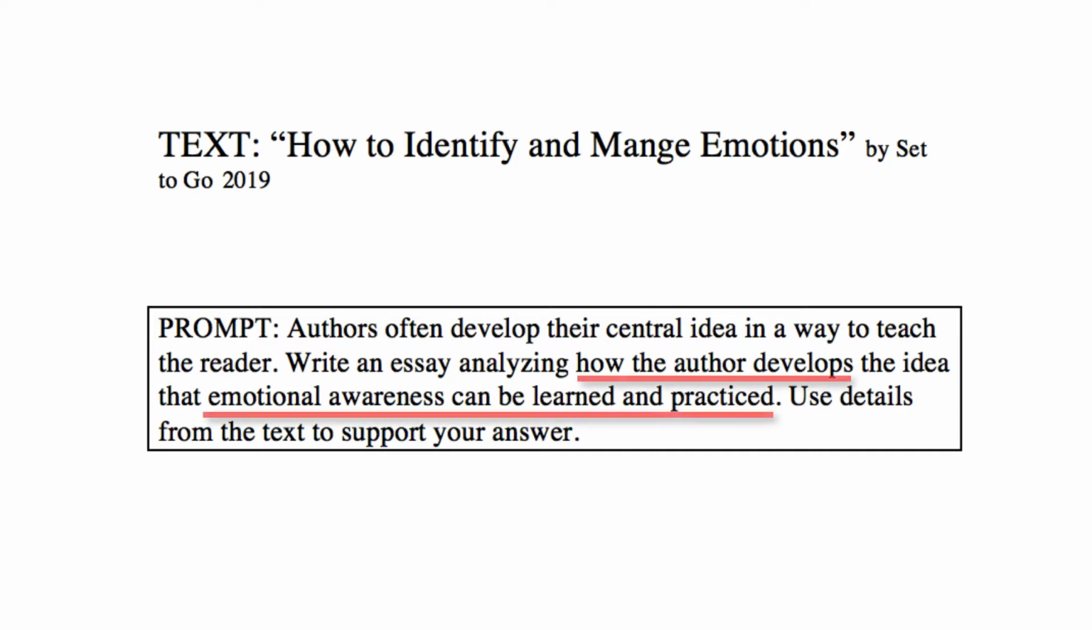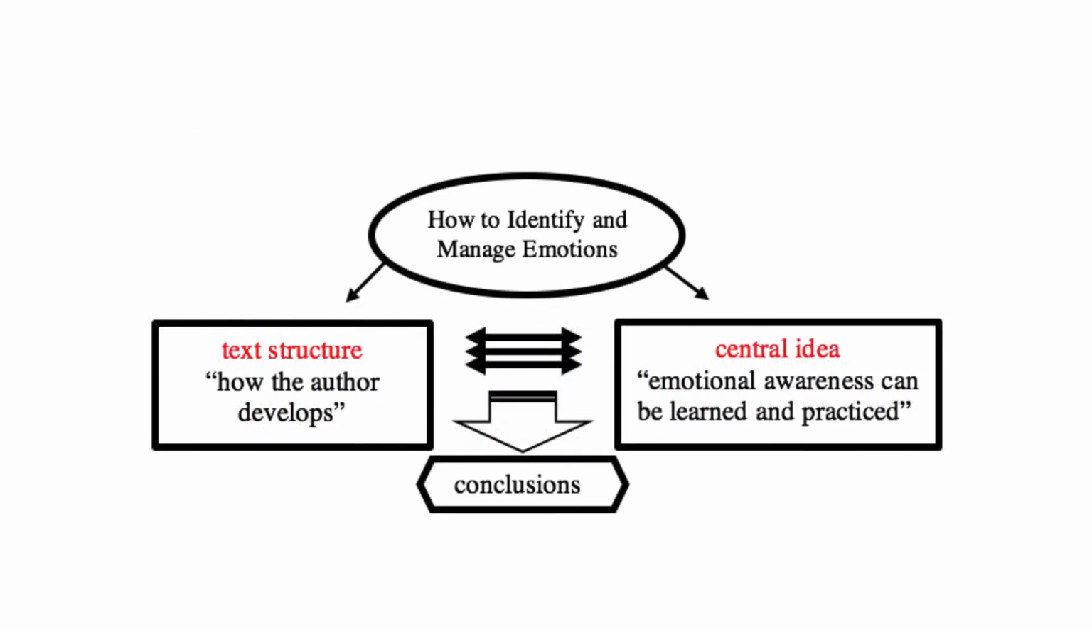The student begins by identifying the 2 elements required by the prompt: text structure, how the author develops, and central idea, emotional awareness can be learned and practiced. The prompt is asking the student to examine the interrelationship between these 2 elements and make a conclusion. It looks like this.